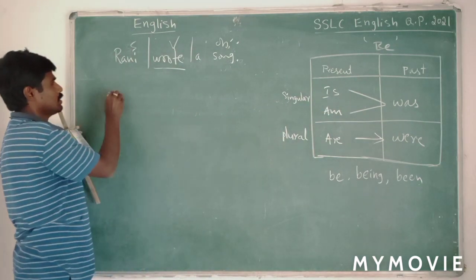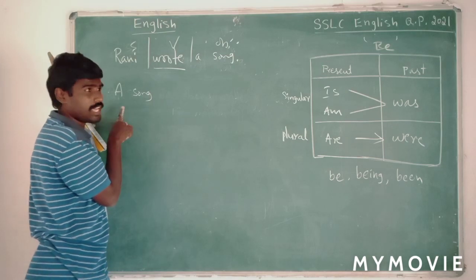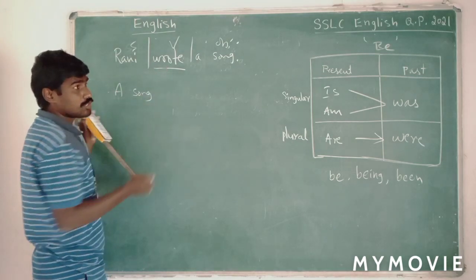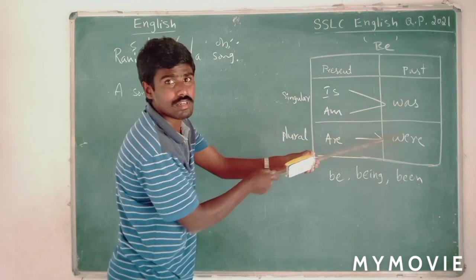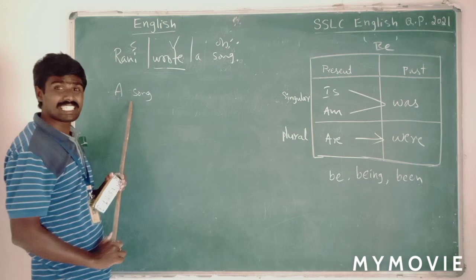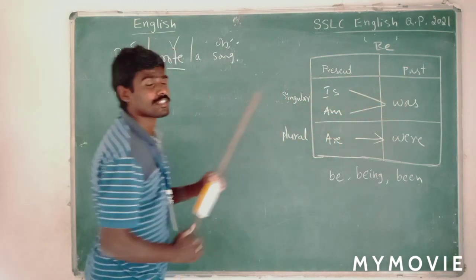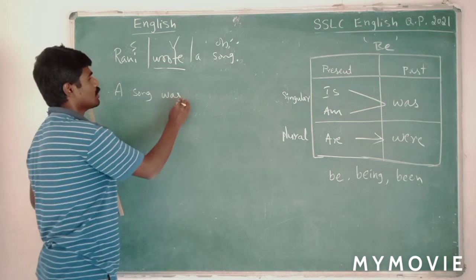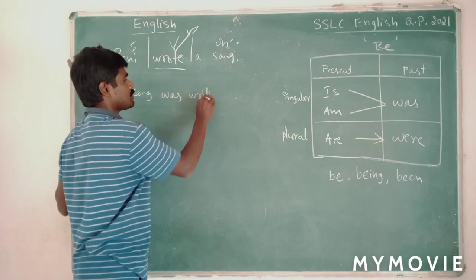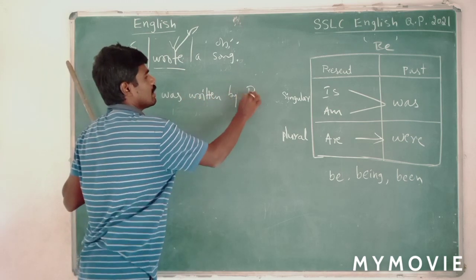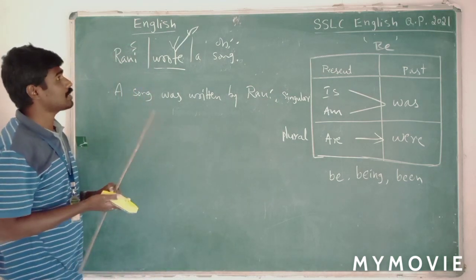Okay, now the subject. A song. The object became the subject now. So past tense, so past be verbs. What are the past be verbs we have? Was and were. So now what is the subject? Is it singular or plural? Singular. So singular past, was. A song was. What is the V3 form of wrote? Written. Written by Rani. Yes, like this we have to do.